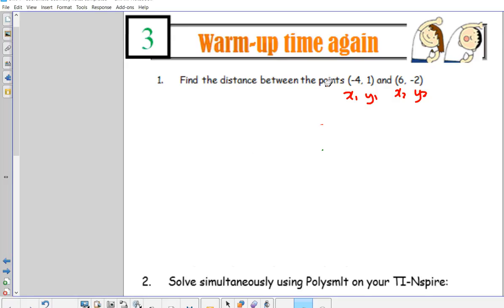Just so long as you commit to one of them being x1, y1 and the other one being x2, y2. For instance, you can't call one of the points x1, y2. They have to be the same number, x1, y1. So find the distance between the points.